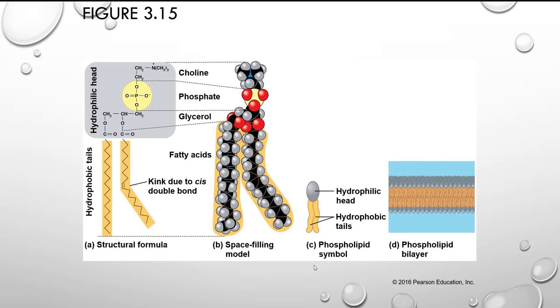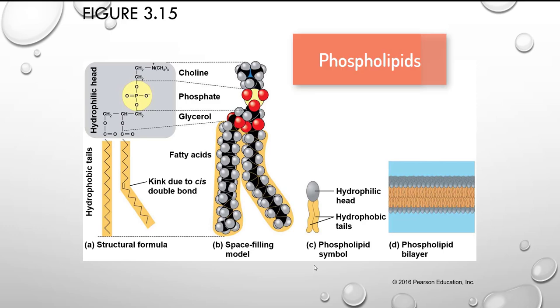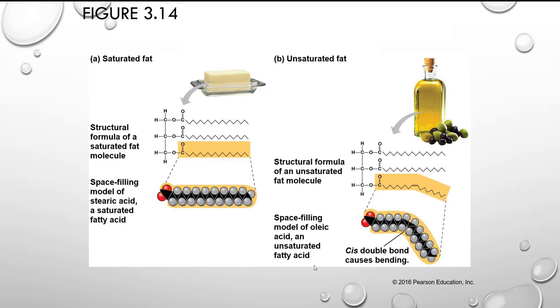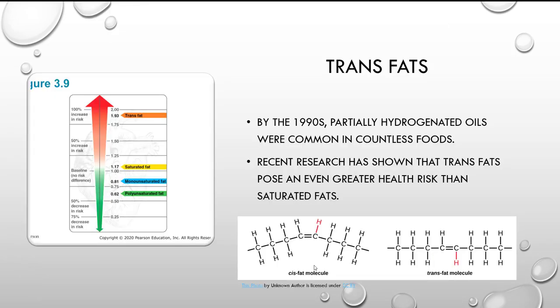Okay, the second group that we're talking about are the phospholipids. So the phospholipids, actually let me go back. So we talked about the saturated and unsaturated fats. Let me go to the trans fats. So trans fats, you've probably heard of, and you want to stay away from them.